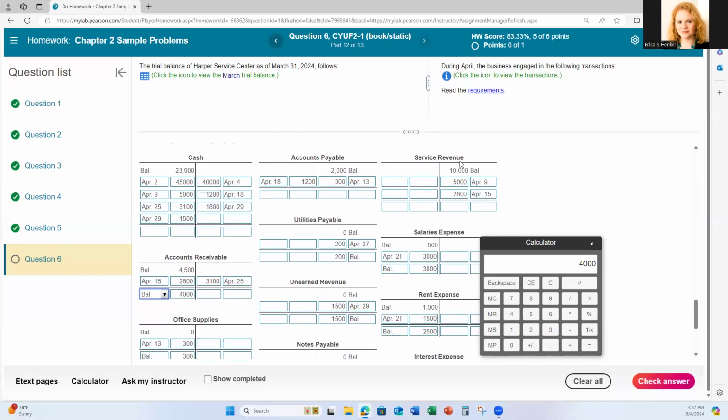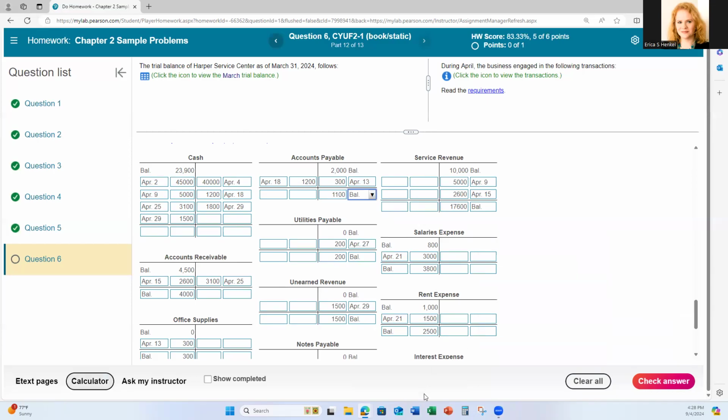So we got that. All right, here, 17,600. Here we've got 2,000 plus 300, so I'm just going to do 2,000 plus 300 gives us 2,300, minus the 1,200 gives us 1,100 left over. There. All right, now this one's going to be a lot. I'm going to actually use a little spreadsheet for this one, just because there's a ton of activity here, and I want to make sure that I don't make any mistakes.